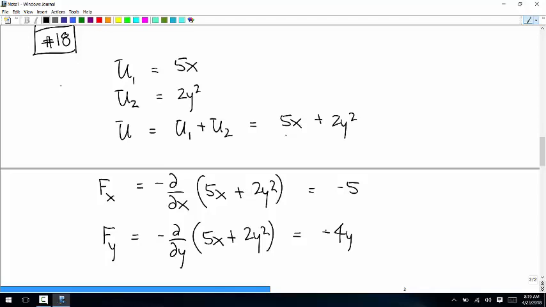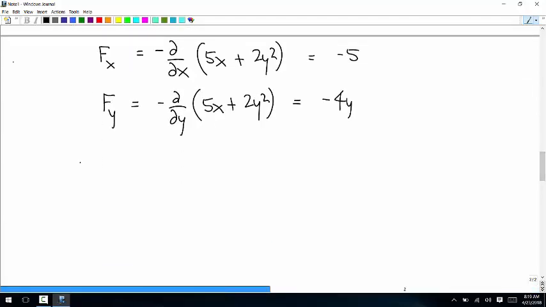Number 14. So number 14 says a mass hangs from the ceiling by a cable. A mass, capital M.